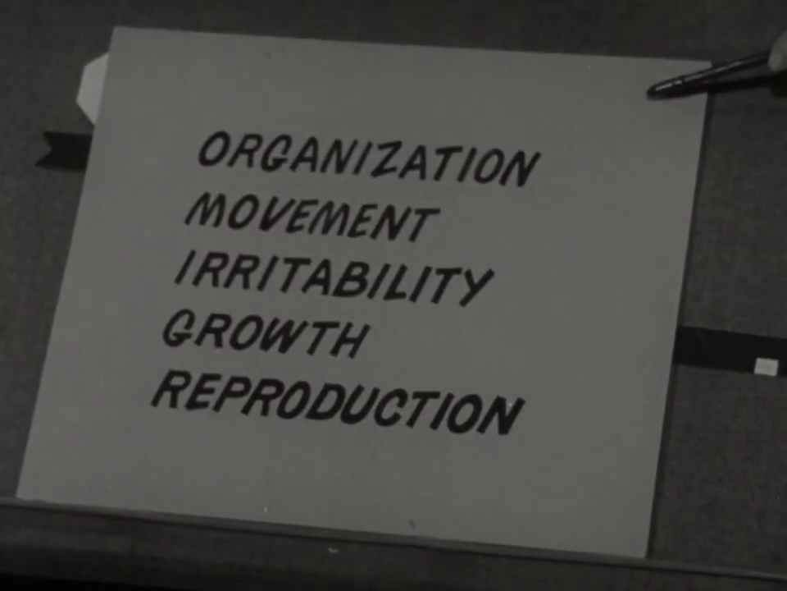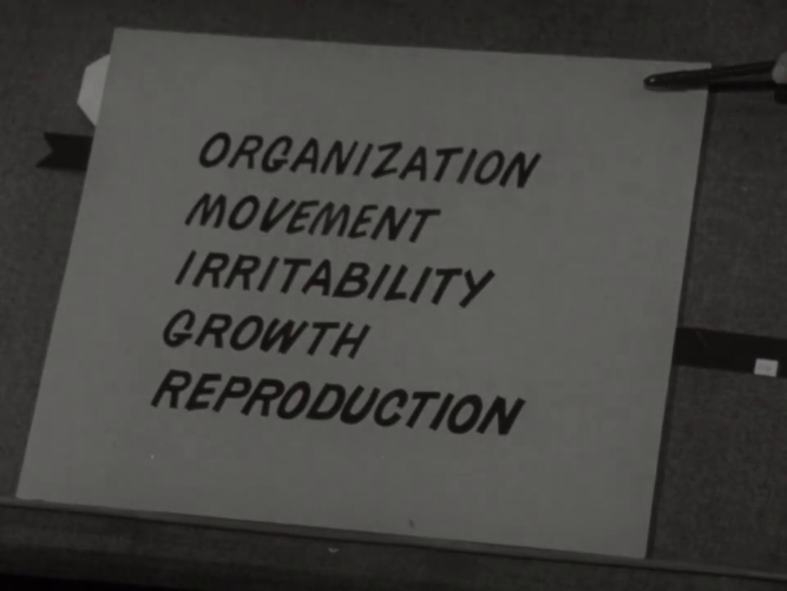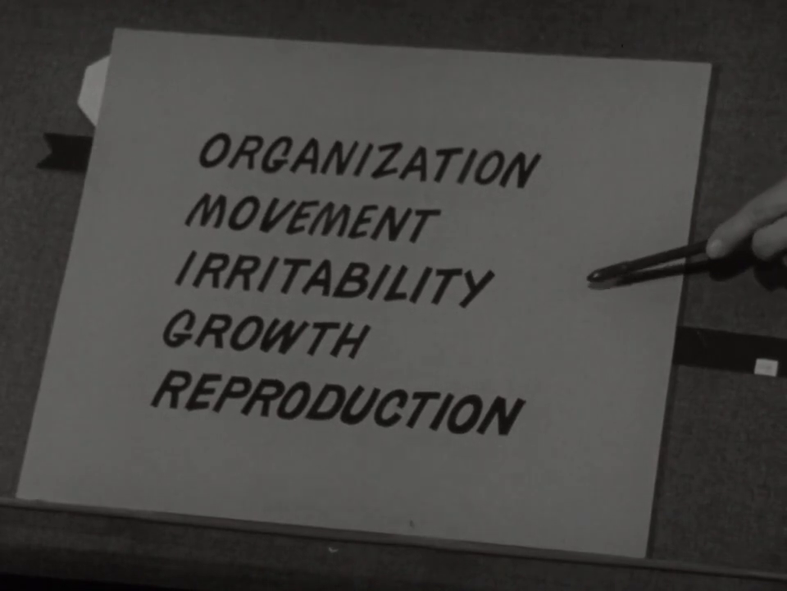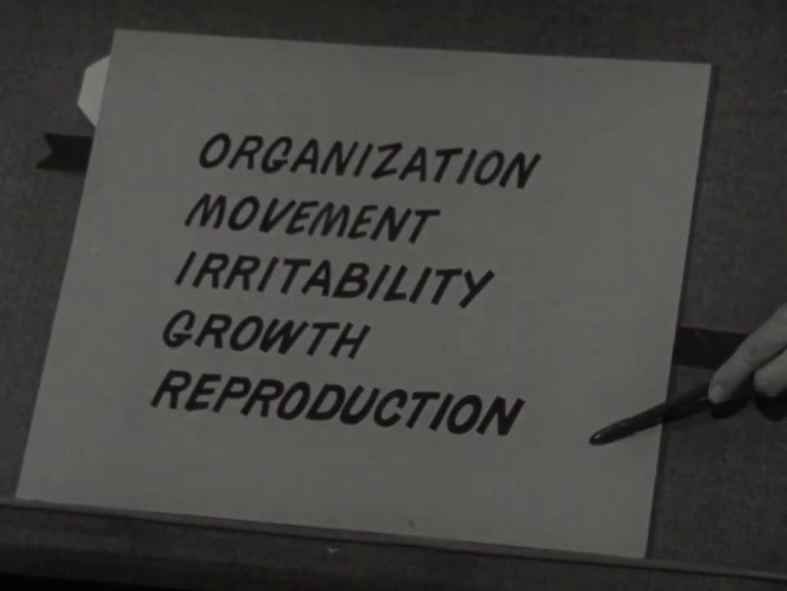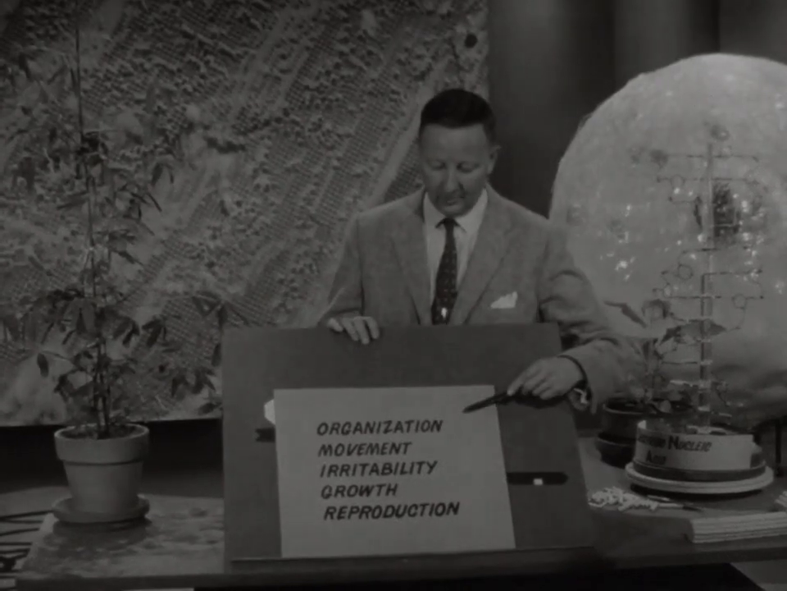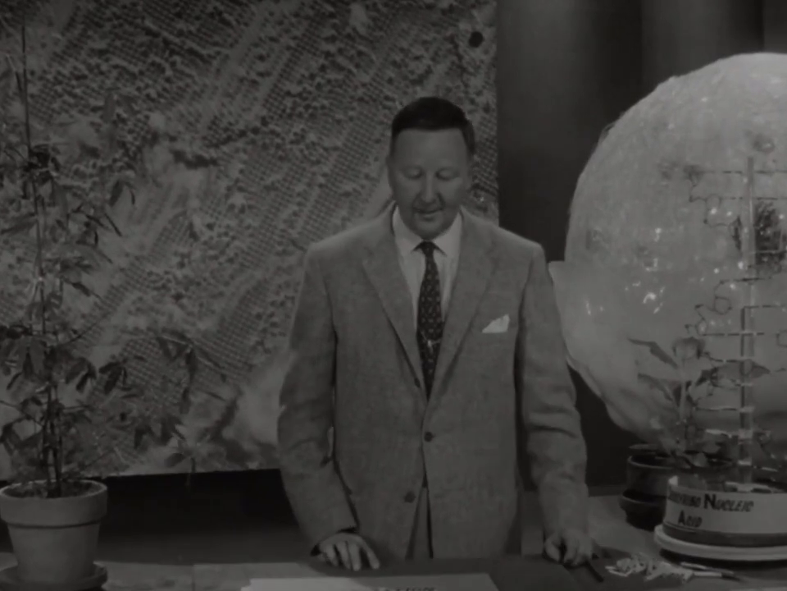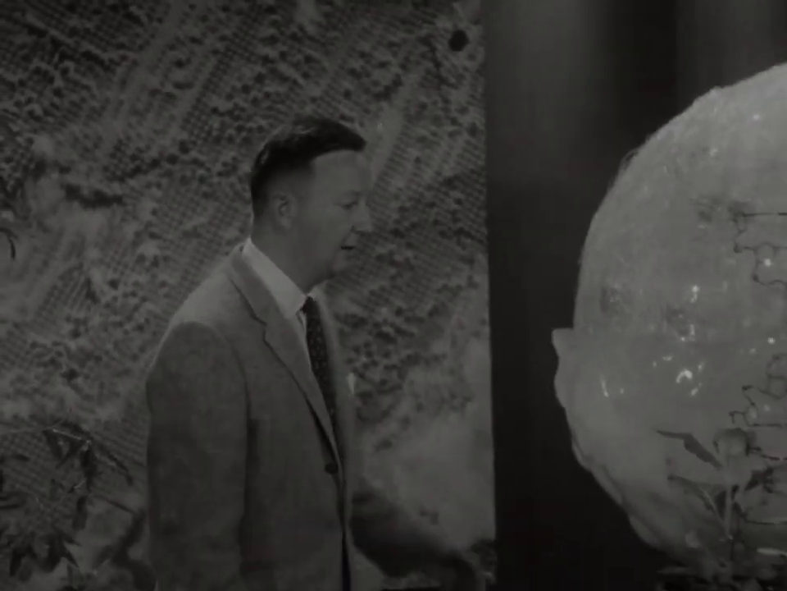This chart summarizes the major qualities of living things: organization, movement, irritability, growth, and reproduction. First, organization. Every living thing has a characteristic size and shape, which means that they organize their material in a very definite way. Usually the unit of structure of living things is the cell, like this model we have here.